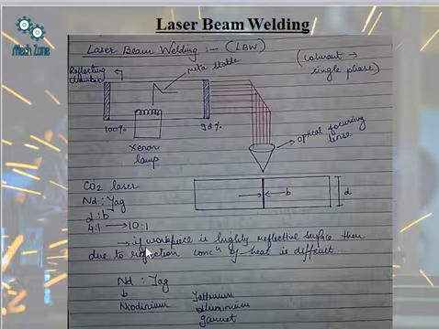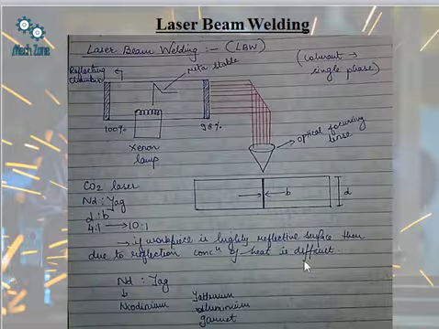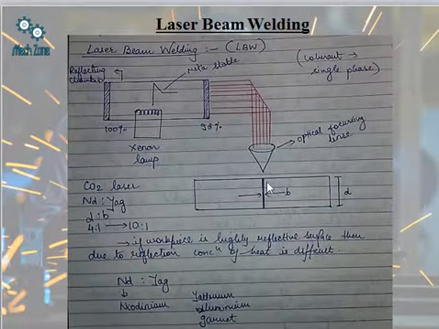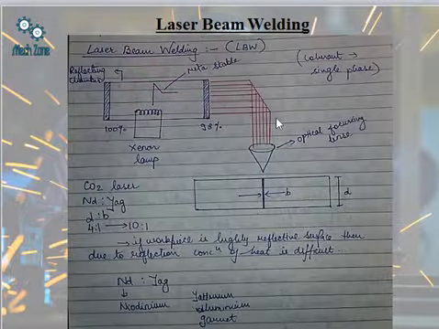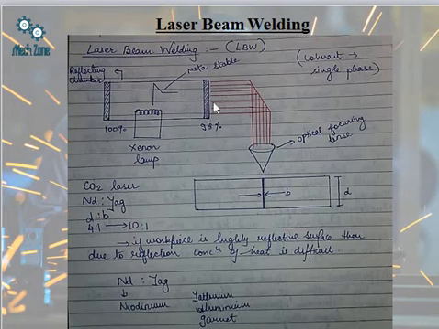If the workpiece is a highly reflective surface, then due to reflection concentration of heat is difficult. So the surface should not be highly reflecting so as to get a proper concentration of the laser beams which are required for welding. And the lasers are emitted by coherent single phase emissions.